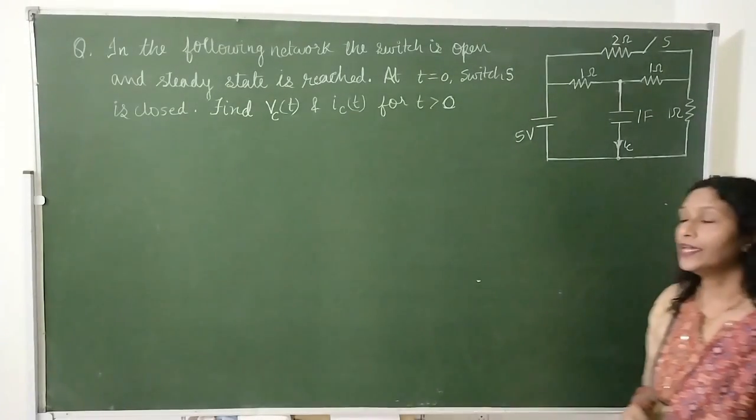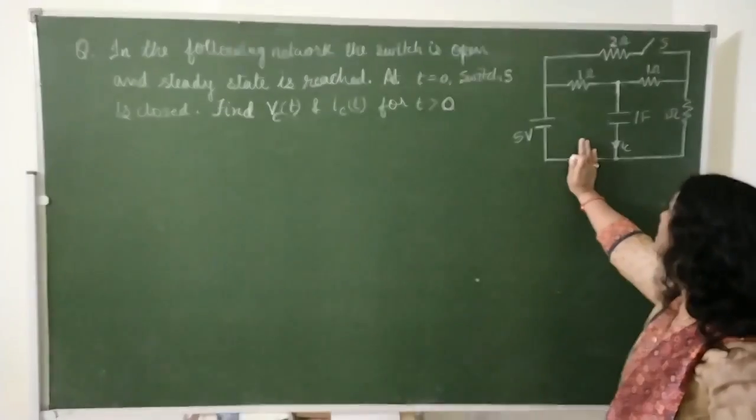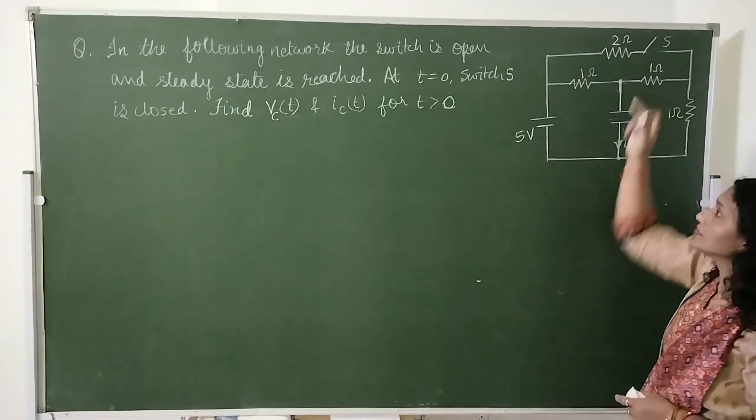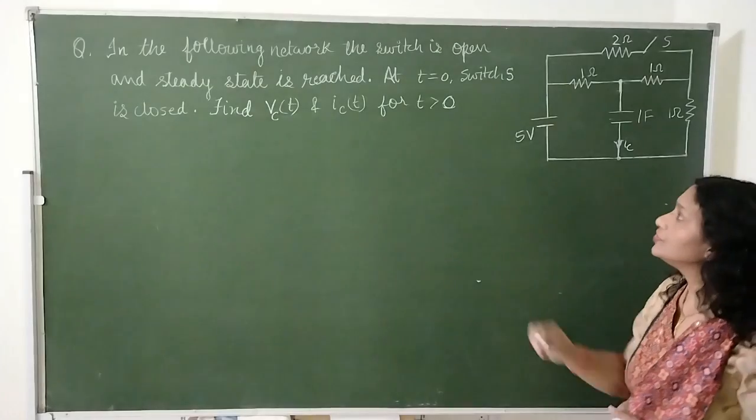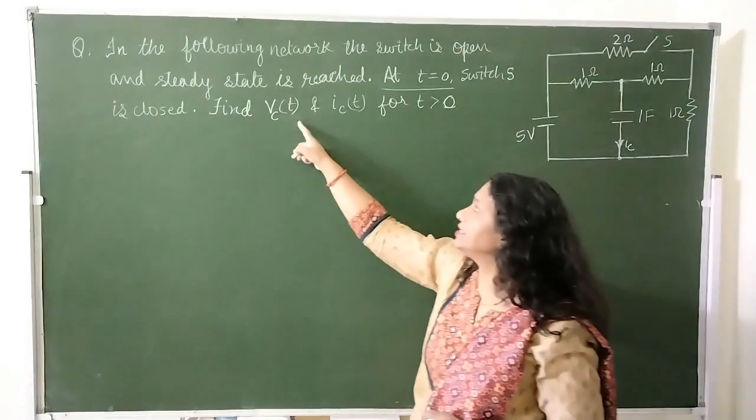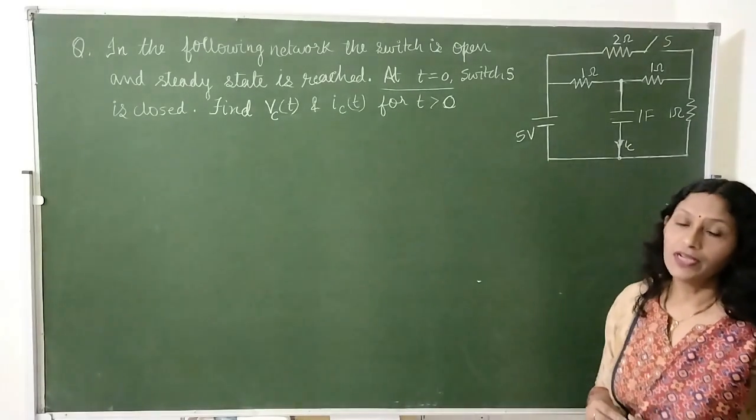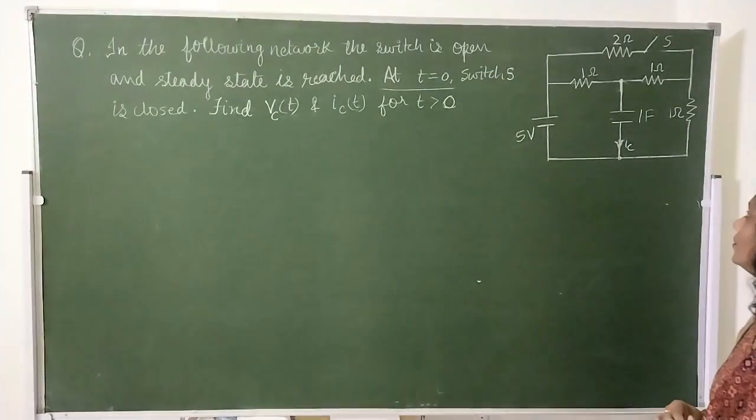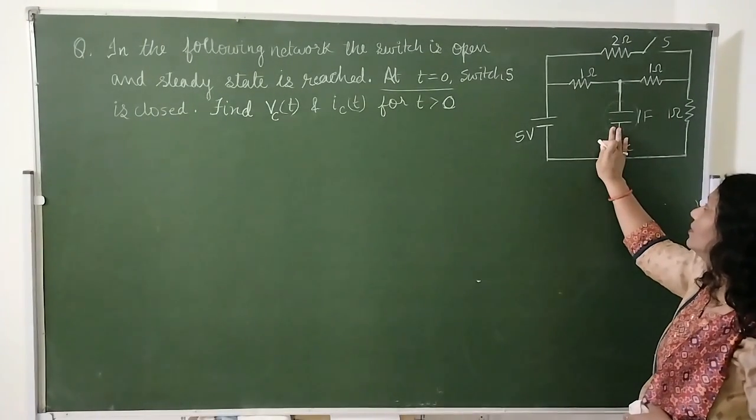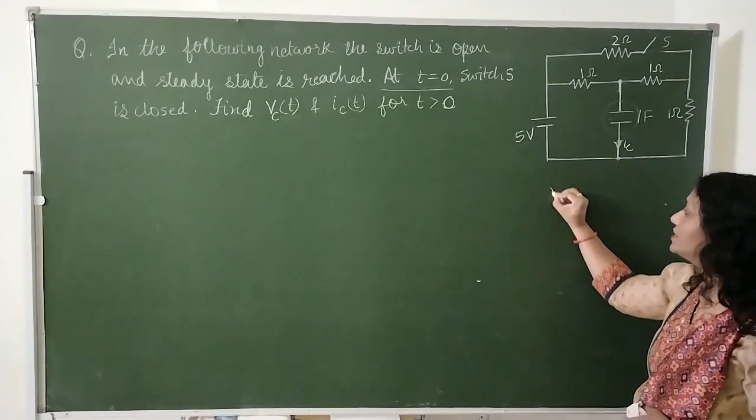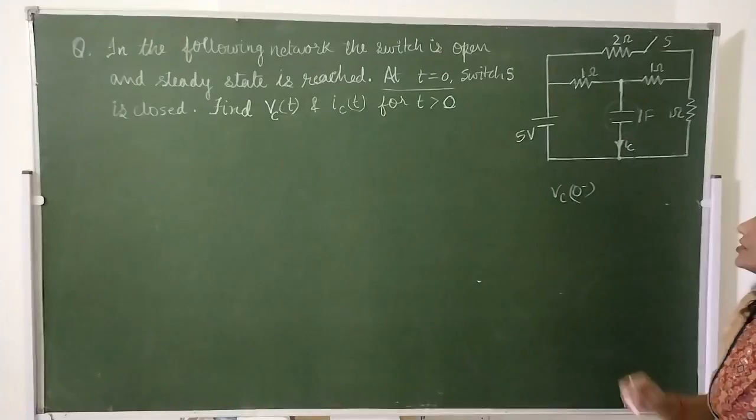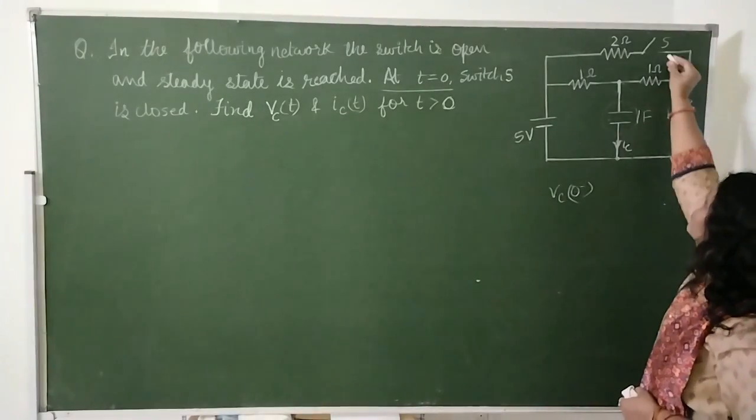Hello students, in this video we are given this network where a switch is closed at time t equals 0, and we have to find the expressions for VC(t) and IC(t) for t greater than 0. First we will see what happens to the voltage across this capacitor at time t equals 0 minus, or we can say before switching.